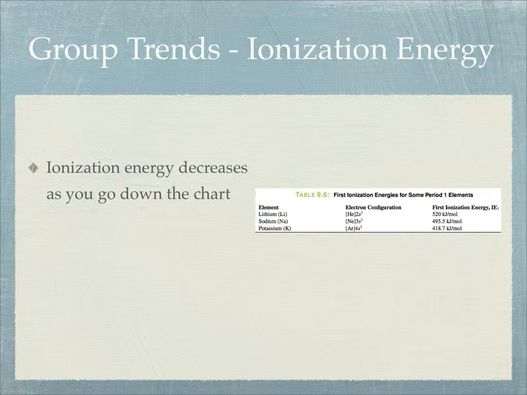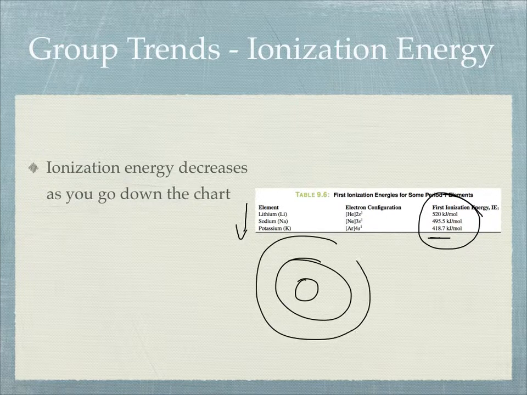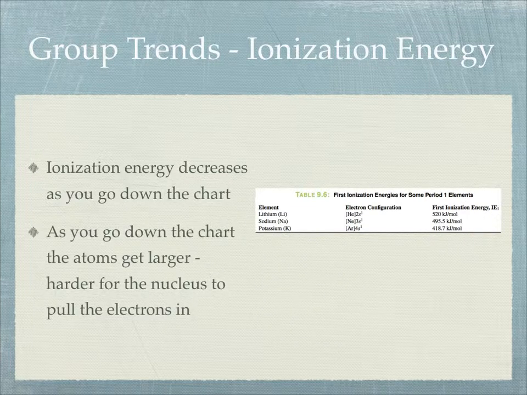Also, as you go down the chart, if you take a look at these numbers, the numbers are getting smaller. They went 520, 495, 418. They're getting smaller as I go down the periodic table. I'm adding in levels, and it is hard to keep track of that electron on the outside. Pretty easy for somebody to come and take that. So as you go down the chart, the bigger atoms, harder for the nucleus to pull them in, easier for somebody else to take them. So very easy for those electrons to be given up.